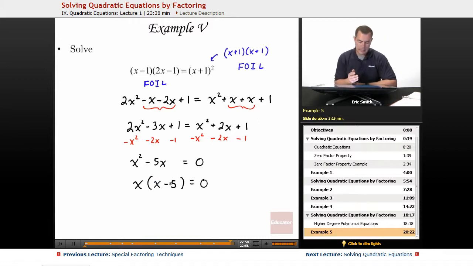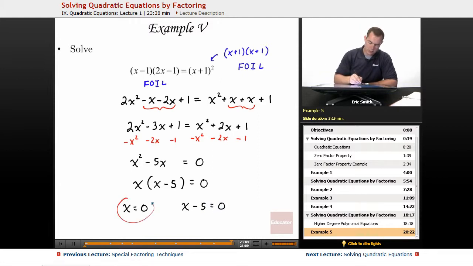Okay, now I can take each of these factors and set them equal to 0. Looks like one of them's already solved for us, so we'll just leave that as it is. And the other one, we'll add 5 to both sides. And then we will get our second solution, that x must equal 5.